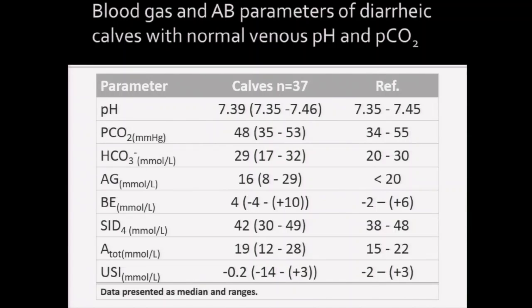So these are the 37 calves that we looked at in the study. These are the blood gas parameters and other parameters that were found throughout. And what you'll see as you go down the list is that virtually all of these were in the normal reference range. The level of pH was normal, PCO2, bicarb, and anion gap were all within the normal range. So were base excess, strong ion difference, the level of weak acids, and the unmeasured strong ions.